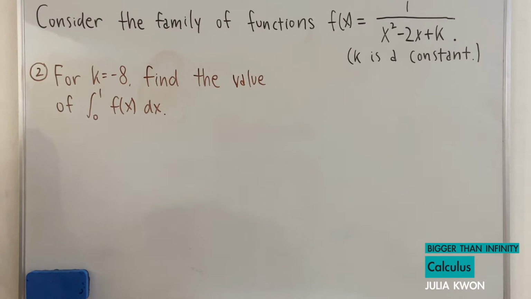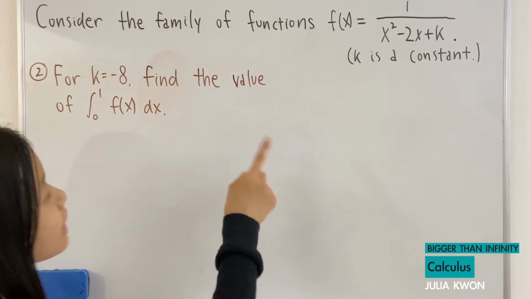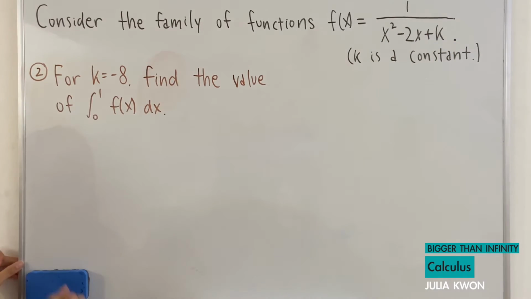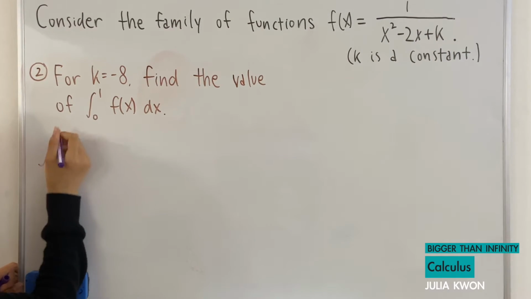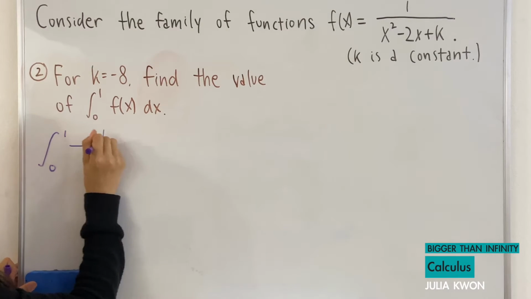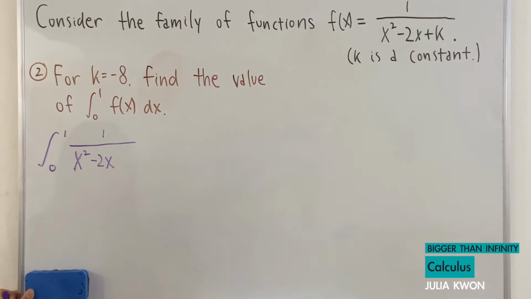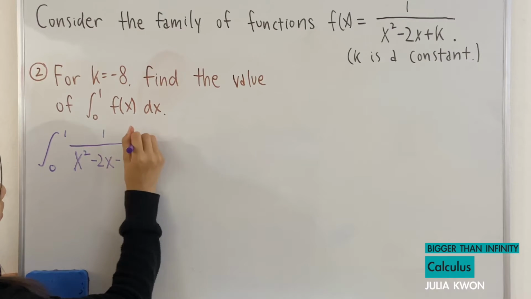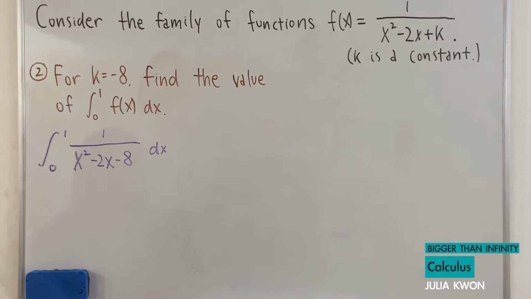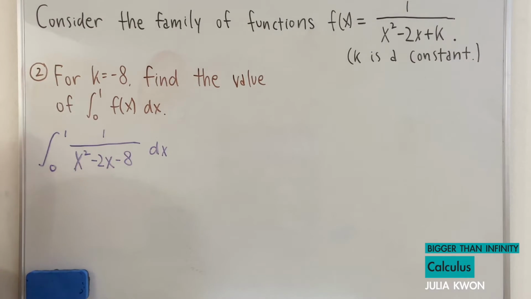So to find the integral from 0 to 1 of f(x) dx, we're going to put k equal to -8 into this function. Then we would have the integral from 0 to 1 of f(x) when k is equal to -8. And to take the integral of this, we're going to turn this into two fractions first.